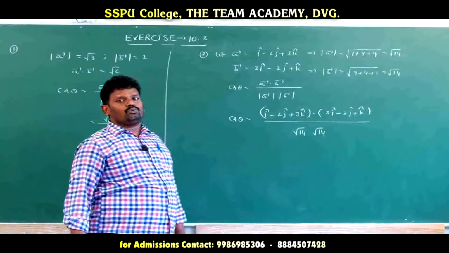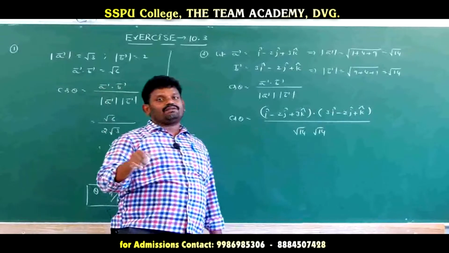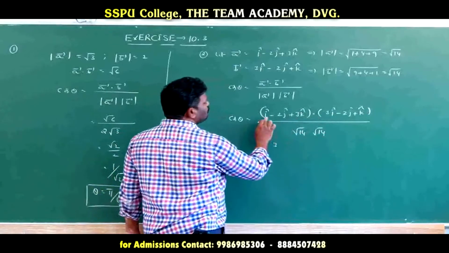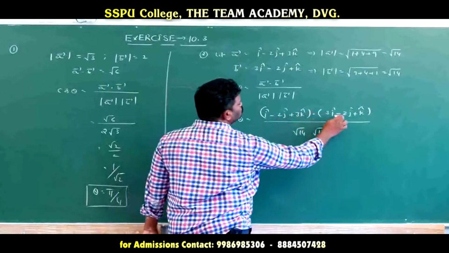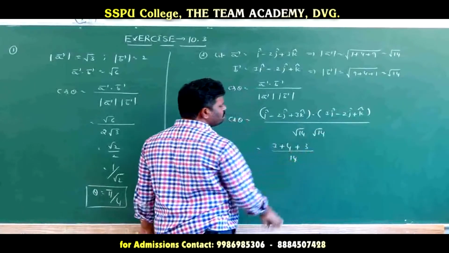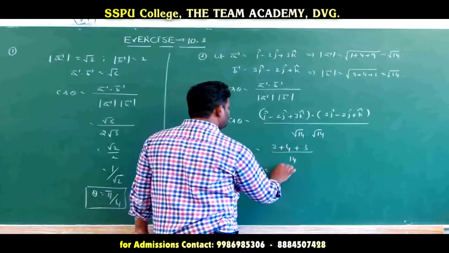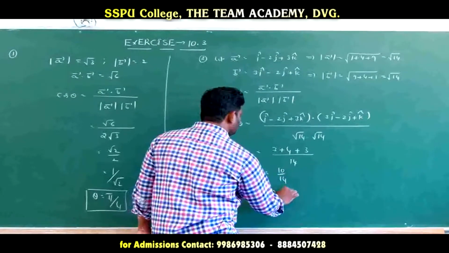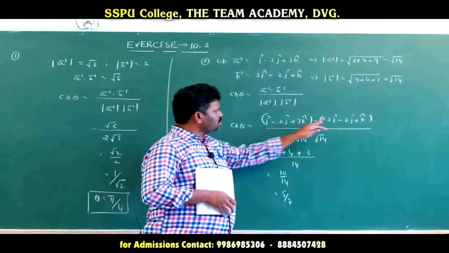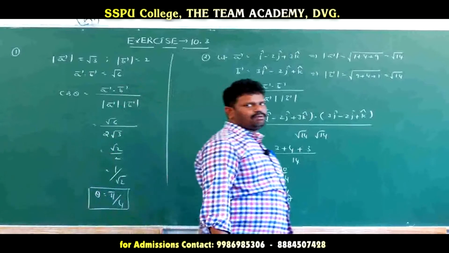Already I told the first note point: any two vectors in component form given, then a bar dot b bar is equal to a1 b1 plus a2 b2 plus a3 b3. So comparing that, i dot i gives 3, and the remaining products are 0: 1 into 3 is 3, minus into minus plus 4, then 3, so 3 plus 4 plus 3 is 10, divided by 14. 10 by 14 means 5 by 7. Okay, correct? So theta is equal to cos inverse of 5 by 7, the angle between the two vectors.